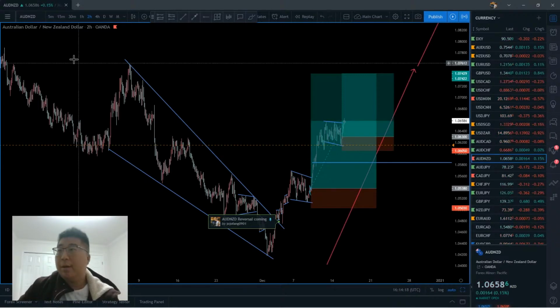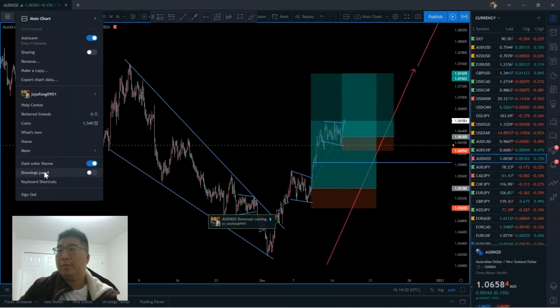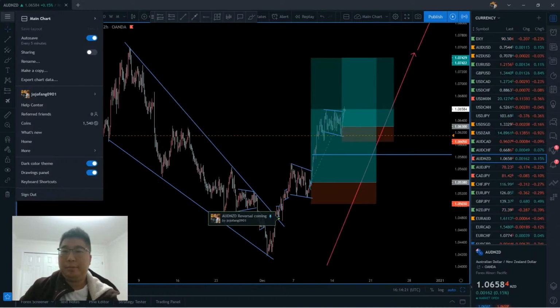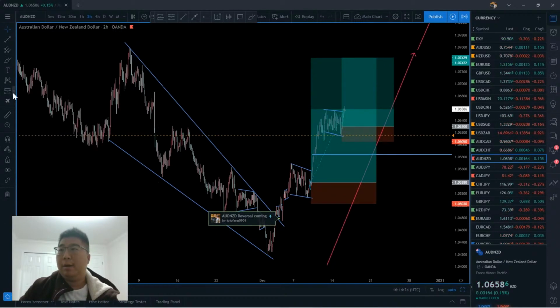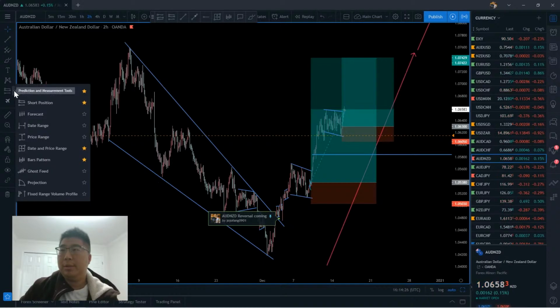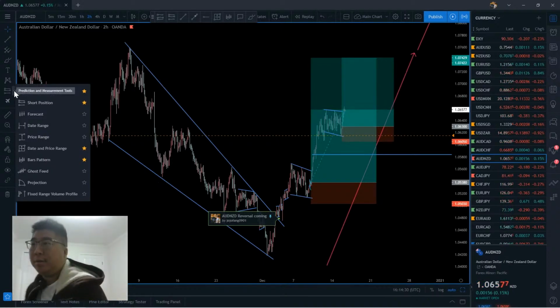Where can I find it? Here. Go to drawing panel. Drawing panel, and then here. You see this? Prediction and measuring tools, long, short positions. Okay.